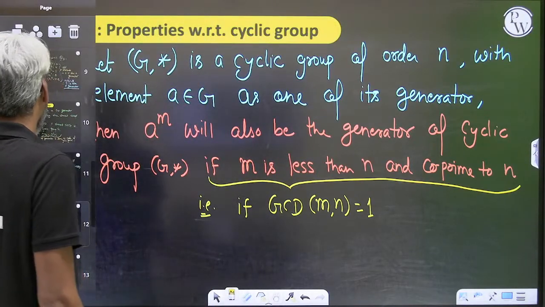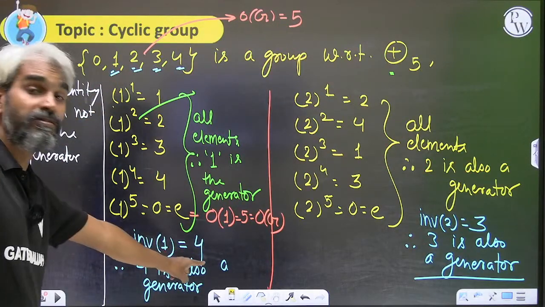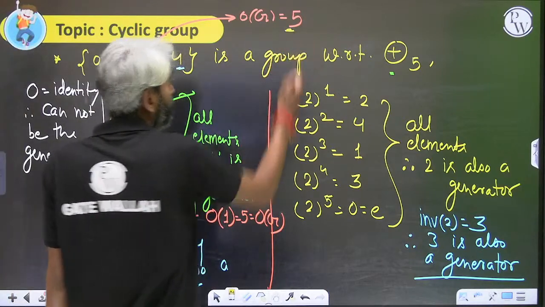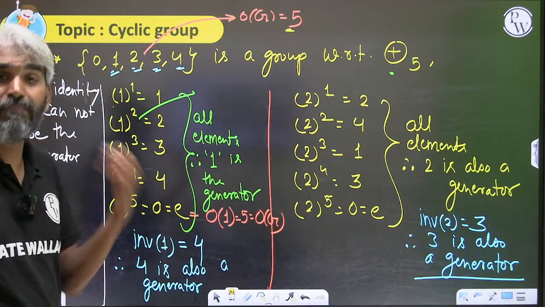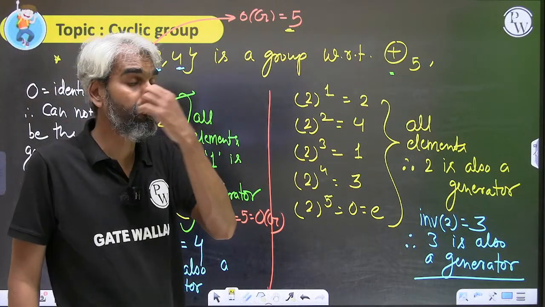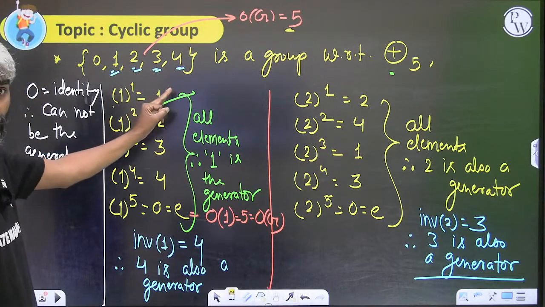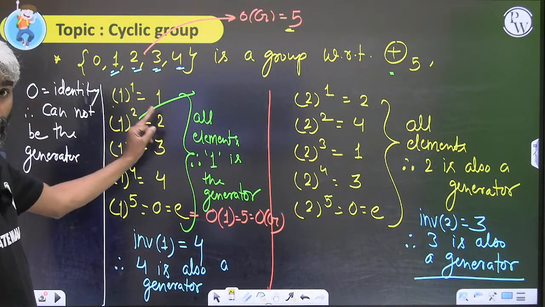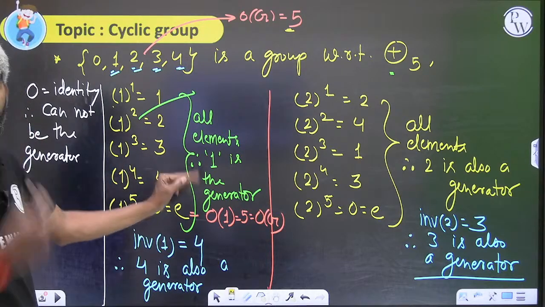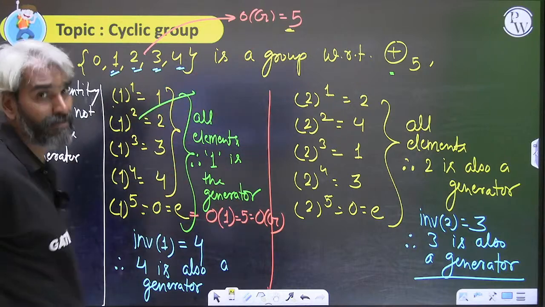Let's check in this particular case. If 1 is the generator of this group, what is the order of the group? 5 is the order of the group. What are the elements which are less than 5 and co-prime to 5? They are 1, 2, 3, 4. So if 1 is the generator, then 1 raised to the power 1, that is 1, will be the generator. 1 raised to the power 2, that is 2, will also be the generator. 1 raised to the power 3, that is 3, and 1 raised to the power 4, that is 4, will also be generators. So 1, 2, 3, 4 are the generators of this cyclic group.